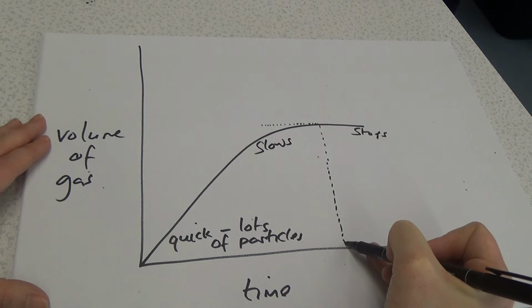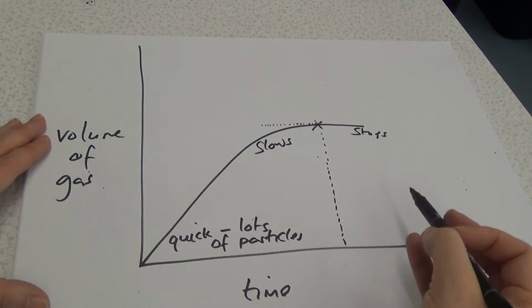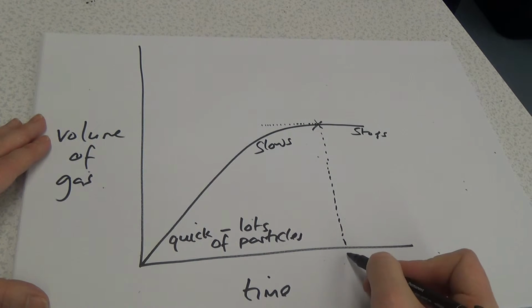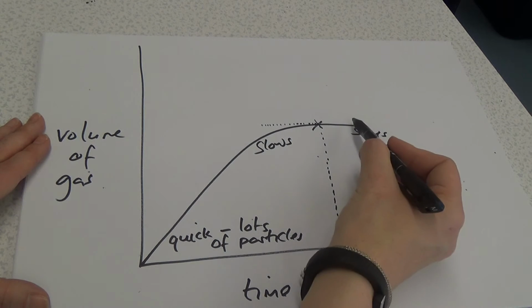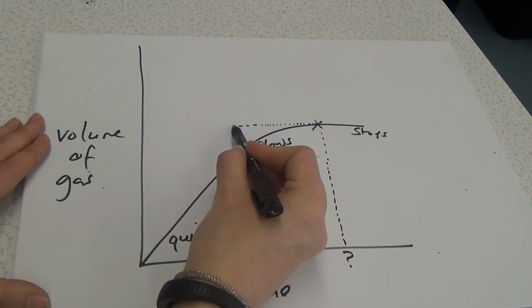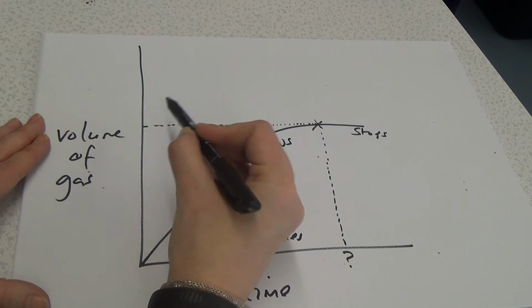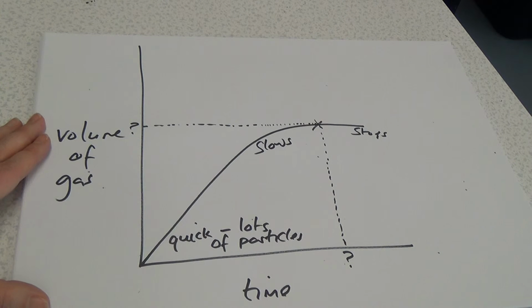Then you can work your way down to this point here, where it has stopped, to whatever the time happens to be. That will depend on your axes. They could also ask you what volume of gas was produced in total, and again you would have to get to the stopping point, bring your line across to the volume of gas, and read what that volume happens to be.